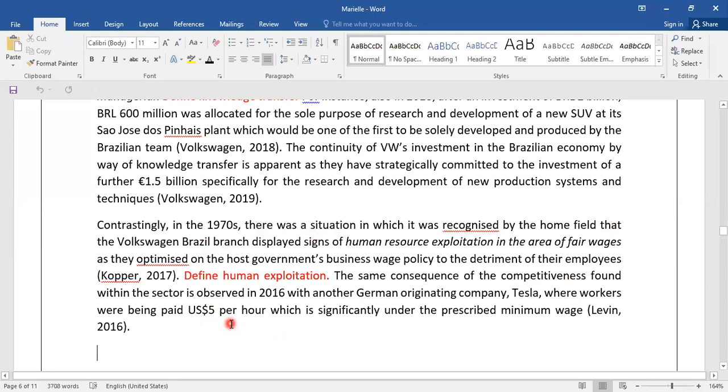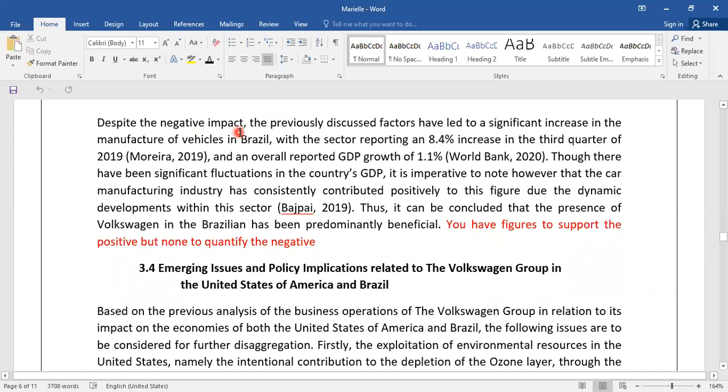So let's see what Mariel's conclusion is. Despite the negative impact, the previously discussed factors have led to a significant increase in the manufacture of vehicles in Brazil, with the sector reporting an 8.5 increase in the third quarter and an overall GDP increase of 1.1%. Though there have been significant fluctuations in the GDP, it's imperative to note that the car manufacturing industry has consistently contributed to this figure due to the dynamic developments within the sector. It can be concluded that the presence of Volkswagen in the Brazilian economy has been predominantly beneficial.